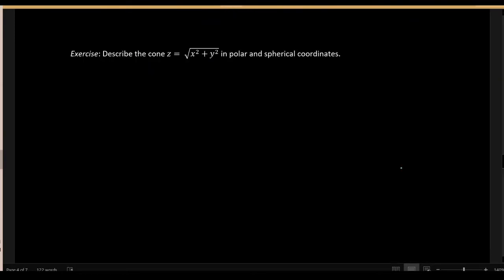Let's go ahead and describe the cone in polar and spherical coordinates. The cone where we have z equals the square root of x squared plus y squared. Once again, this should say cylindrical because this is in three-dimensional space. Cylindrical is for 3D, polar is for 2D.